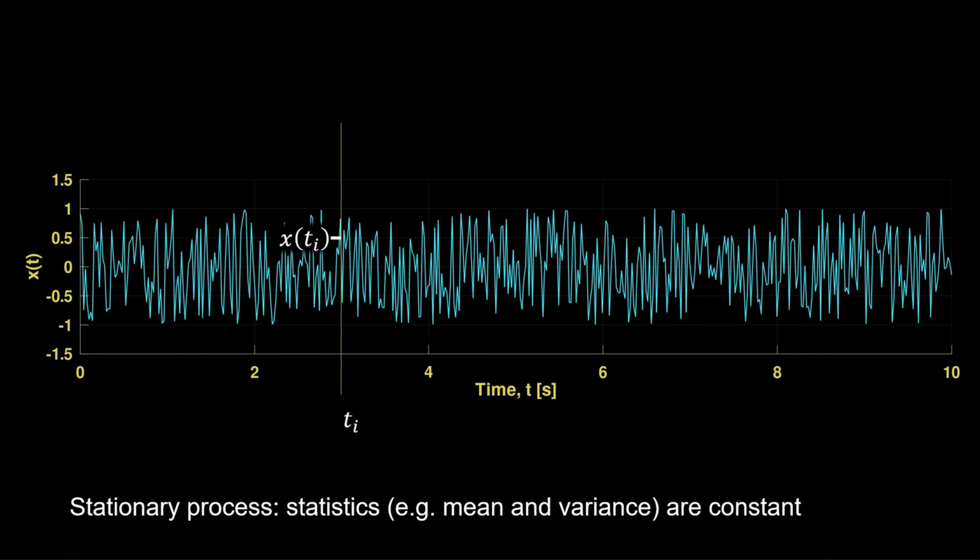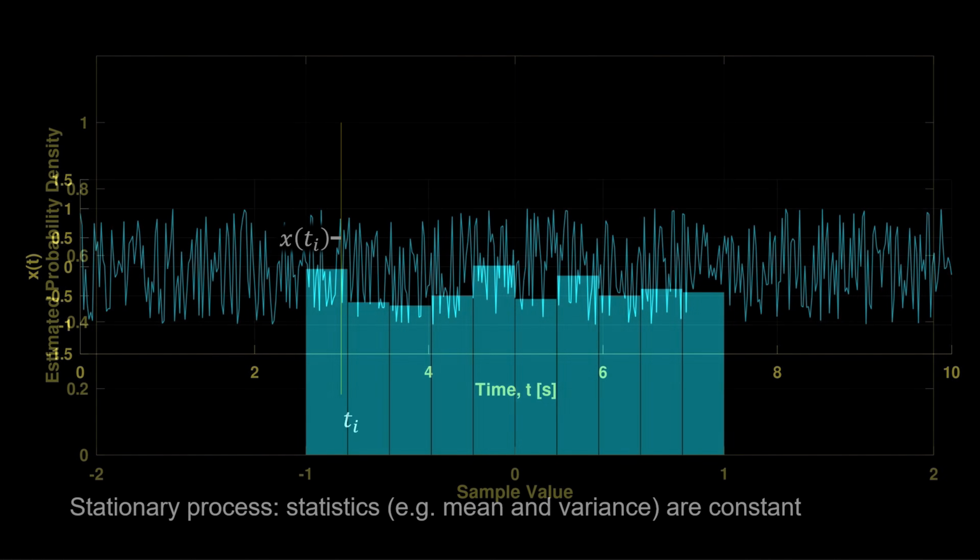Then, if we generate multiple sample series from the same stochastic process, each time picking out x of ti, we will find the same mean of x of ti as we would evaluating the mean across the entire time series. And we can link this mean to the probability density function.